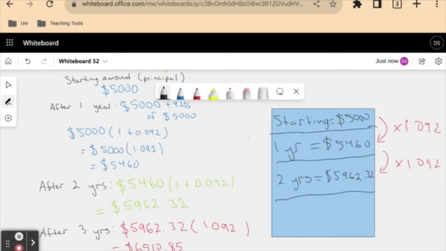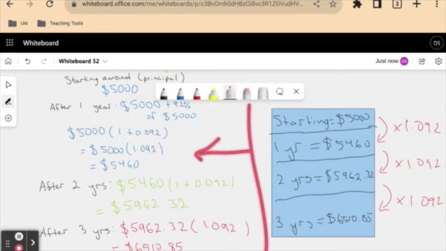Last step, we multiplied again by 1.092. We took this and multiplied it again. And after 3 years, we got 6,510.85. Now, we can keep doing this, but what pattern are we realizing here? Are we seeing anything from all of my information on this left-hand side related to this right-hand side?